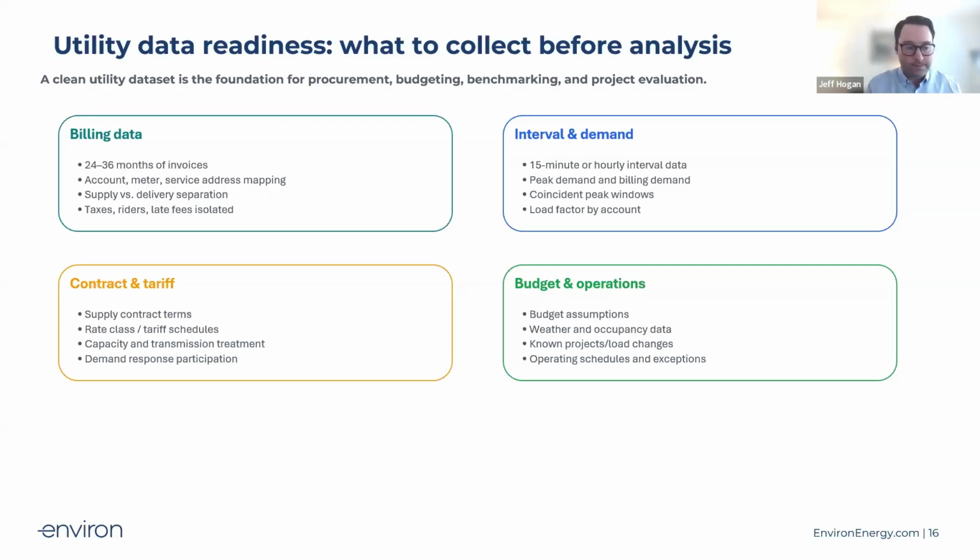Understanding what accounts serve what sounds simple, but for large sprawling campuses, that may be a challenge. But being able to tie out an account and a meter to a specific load or to a specific building can help you understand the way in which that account serves that building. The supply and delivery separation, sometimes that's on one invoice, sometimes that's on two different invoices. But what is the cost and what are the cost components to each of those? And again, the taxes, riders, and late fees hopefully aren't a problem. But if they are, digging into this may help you to understand what is causing those internally.